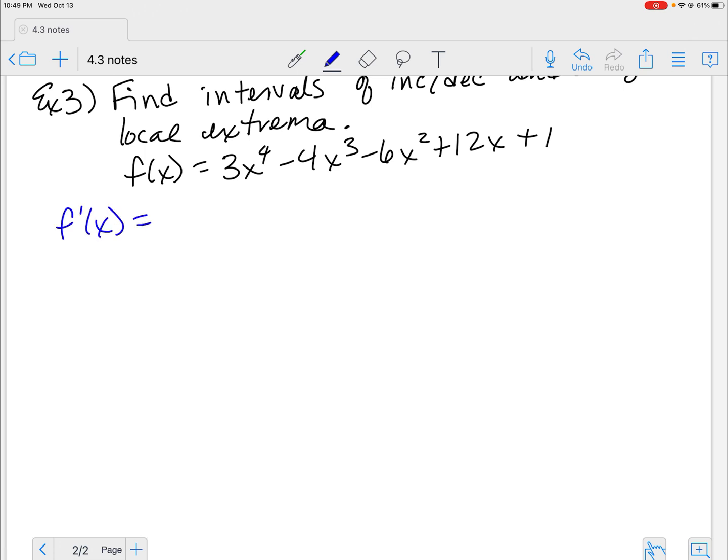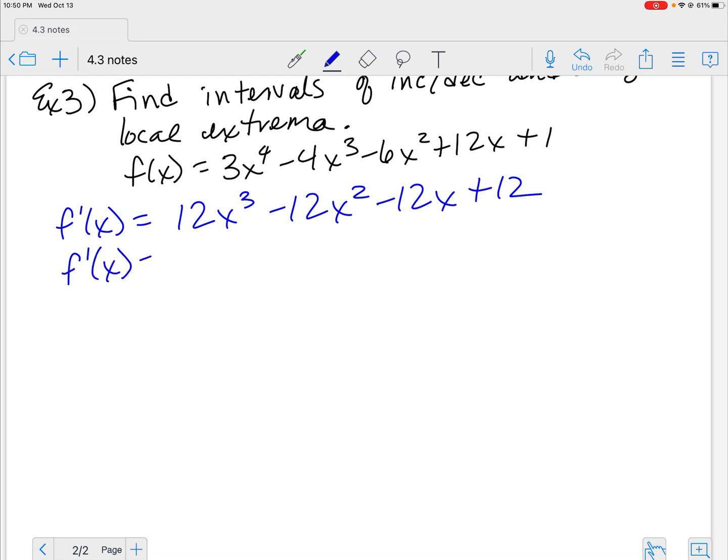F prime of x is now equal to 12x cubed minus 12x squared minus 12x plus 12. Holy cow, it's a lot of 12s. Okay. So we're going to set this equal to 0. But I'm not going to do it like this. We got to do some algebra first. To find our critical values, we need to factor. So get back to those algebra roots. Factor this out. Well, obviously there's a 12 in common, so let's get that out of the way so we can actually see what we have to work with here.